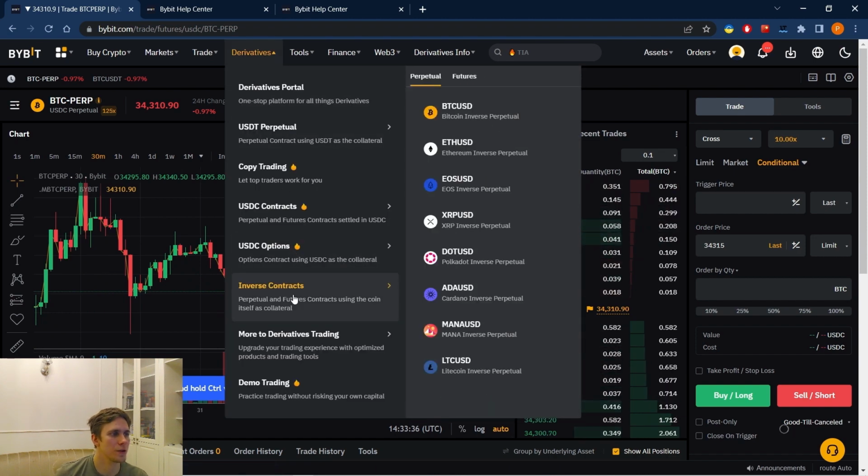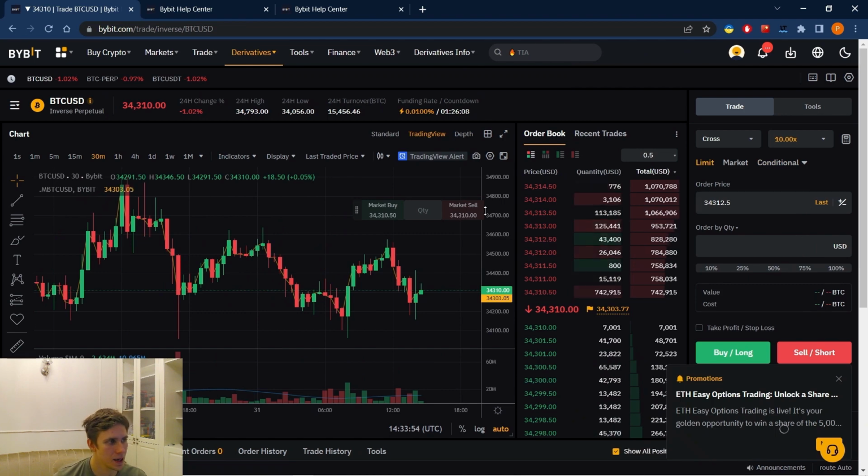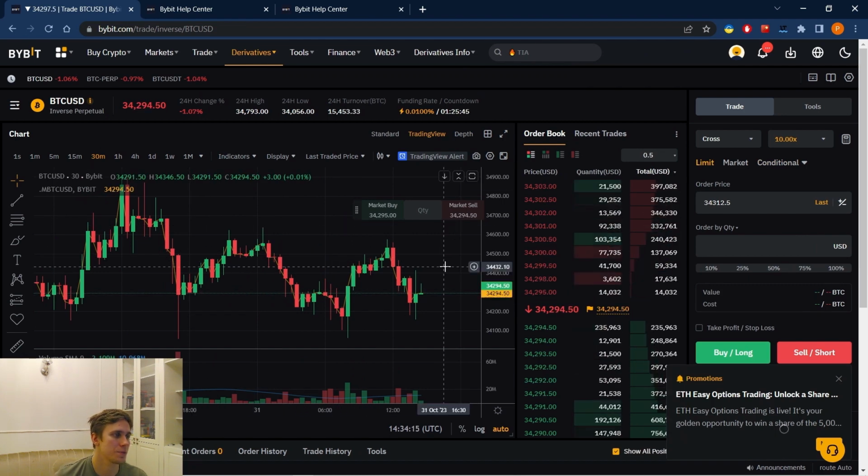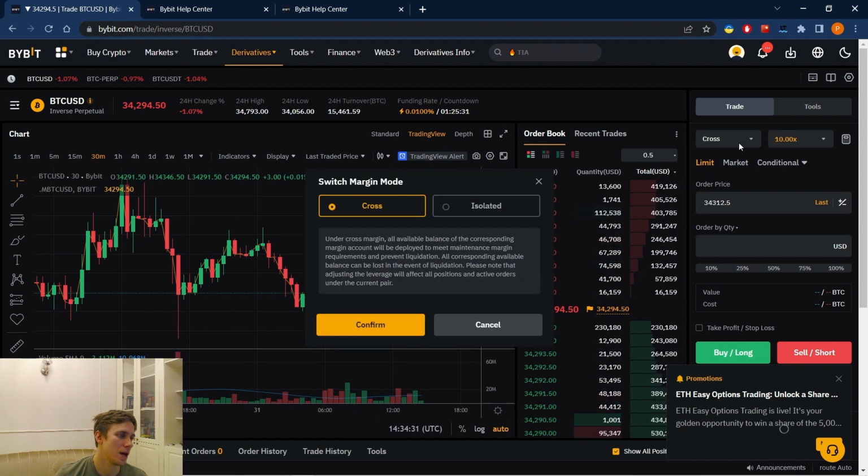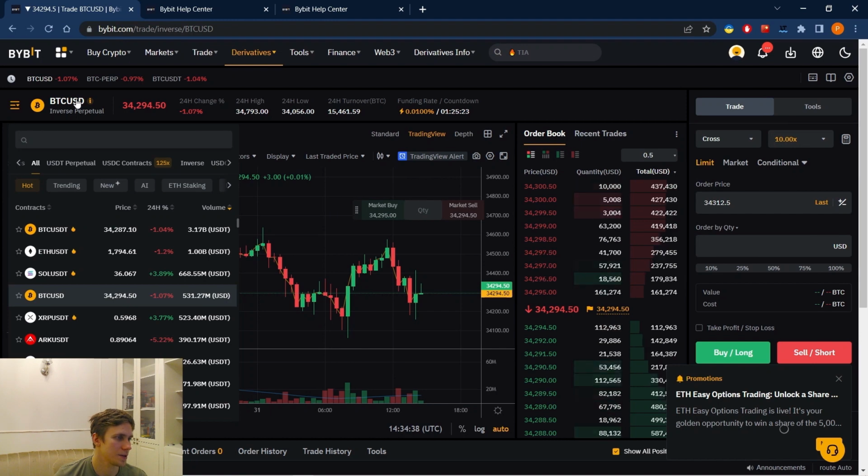Now let's switch to inverse futures that are traded in pairs with USD. They are calculated in the base currency. This means that the value of contracts is reflected in USD. But margin, profit, and loss are calculated in the base currency: BTC, Ethereum, and so on. Inverse futures trading takes place in cross-margin and isolated modes, and leverage from 1x to 100x is available.